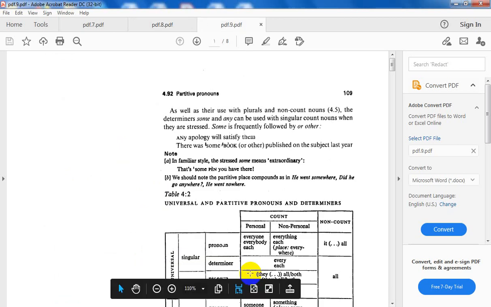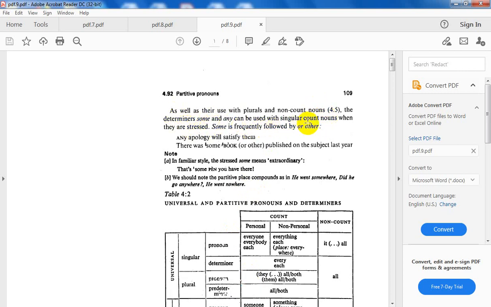If you look here, as well as their usage with plural and non-count nouns, the determiners some and any can be used with singular count nouns when they are stressed, and they can be used with singular count nouns when they are unstressed. Someone or some is frequently followed by or other. Any apology will satisfy them. Here it is a singular count noun. Apology is singular count, but here it is stressed, that's why it is okay. There was some book or other. Here it is frequently followed by or other.